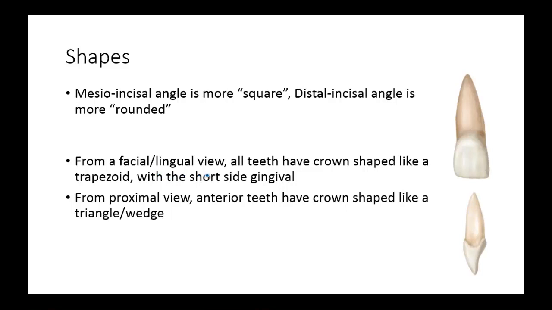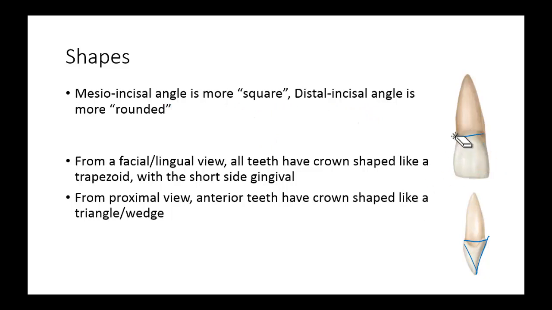So facial and lingual view: all teeth have a crown shaped like a trapezoid with the short side gingival. What that means is if you think of this as a trapezoid, the shorter side is going to be where your CEJ is, close to the gingiva, and that is for all teeth. From the proximal view, which is what we have right here, the anterior teeth have a crown shaped like a triangle or a wedge. And that's going to be all anterior teeth, which is all the teeth that we covered today. And the mesial incisal angle is more square, the distal incisal is more rounded.